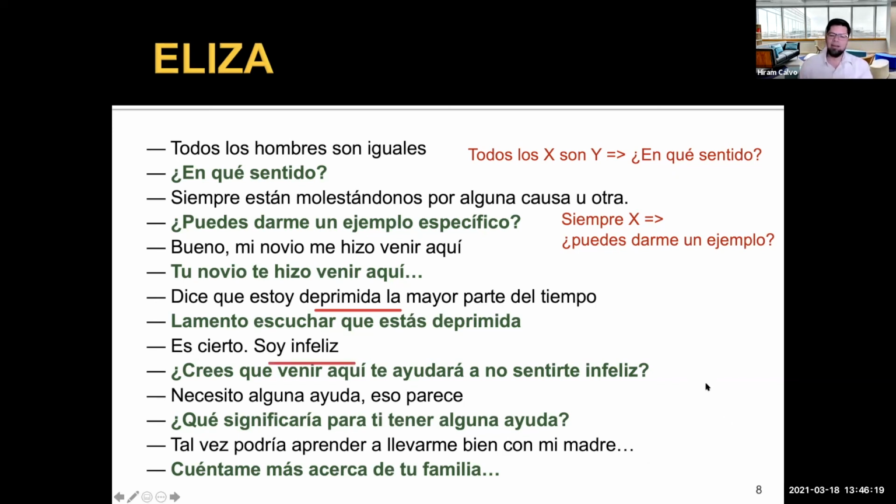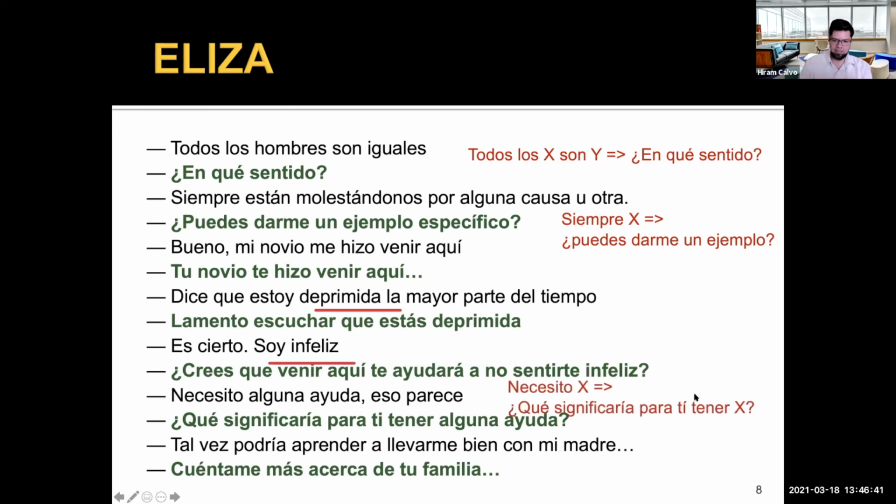Another keyword, unhappy. I'm unhappy. Then it's I am X, and X is a negative thing. I'm sad, I'm unhappy, I'm stressed, I'm anything. And then you can ask, do you think coming here will help you not to feel that way? And it will work always as well.